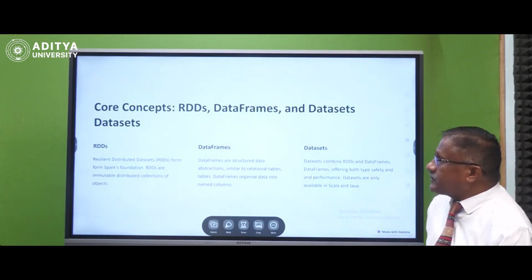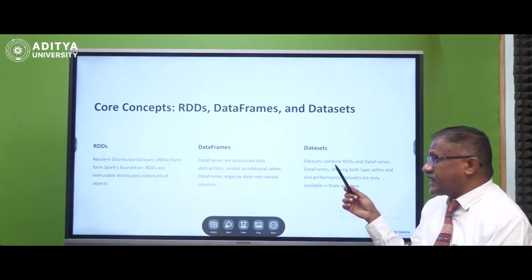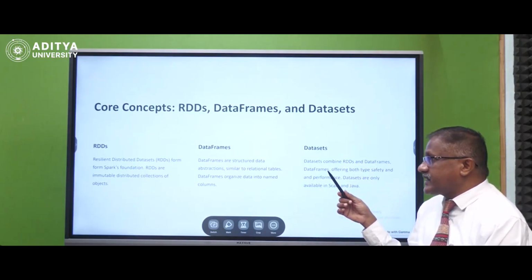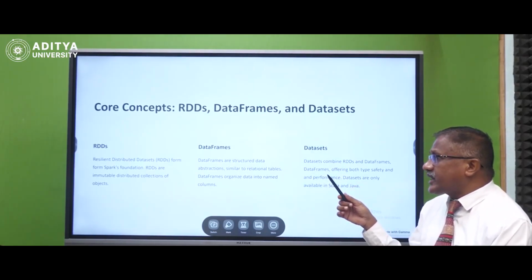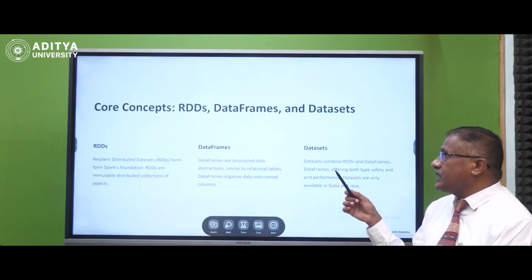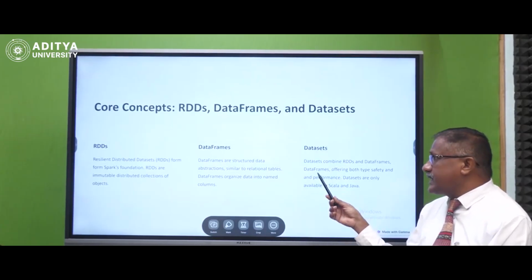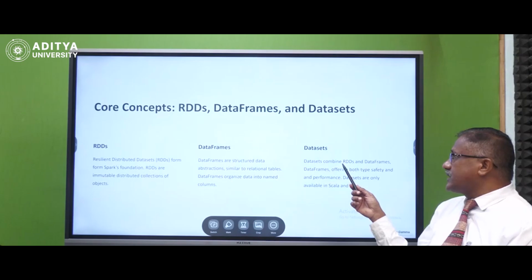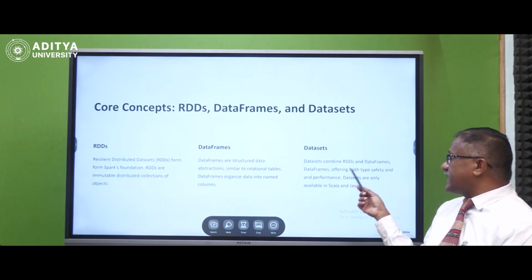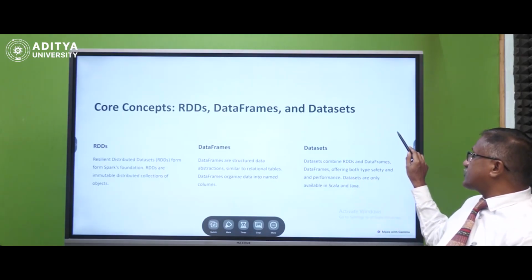Core concepts: RDDs, data frames, data sets. What do you mean by RDD? It is a resilient distributed data set, the Spark foundation. RDDs are immutable distributed collections of objects. Second one is the data frame. Data frames are a structured data abstraction, similar to data tables. Data frames organize the data into named columns. Data sets combine RDDs and data frames, offering both type safety and performance. Data sets are only available in Scala as well as Java.